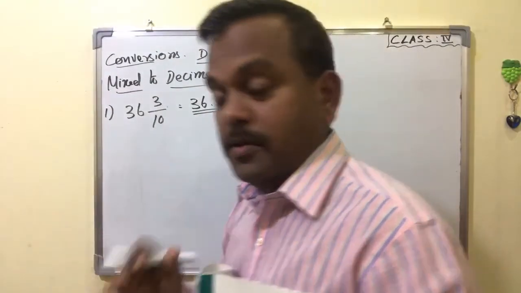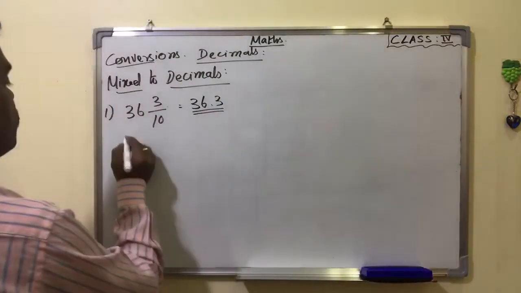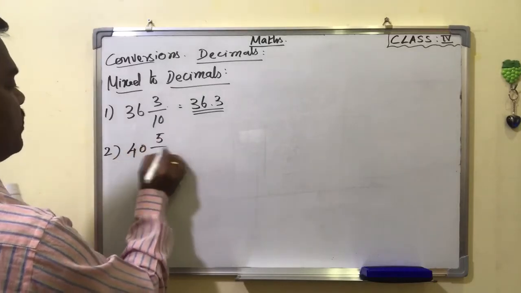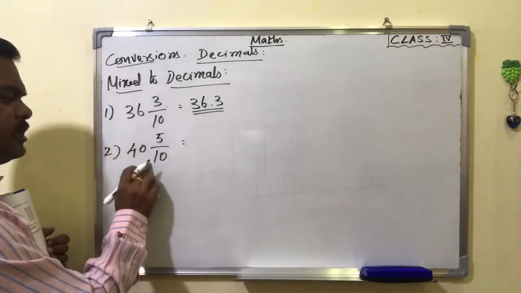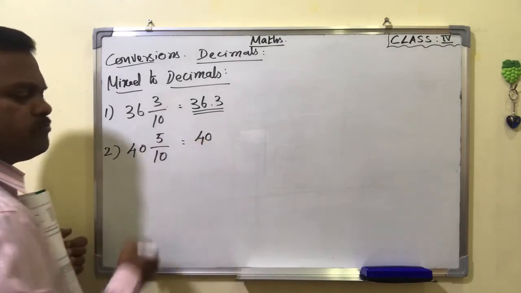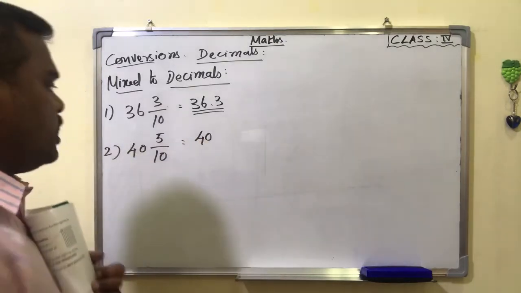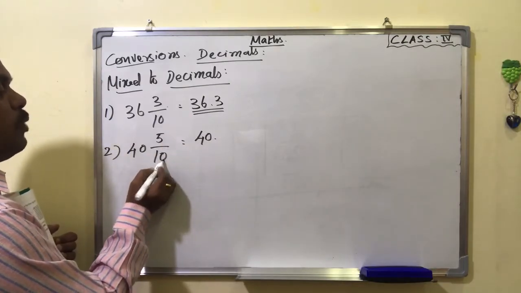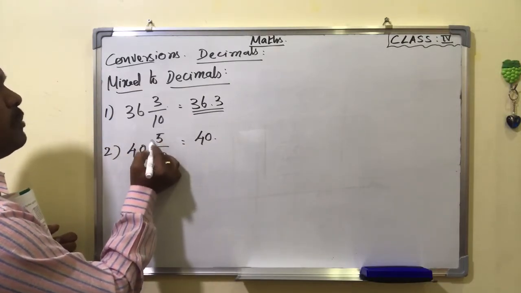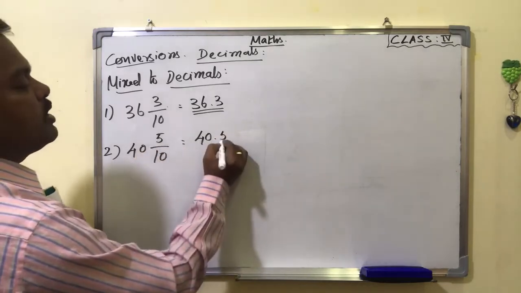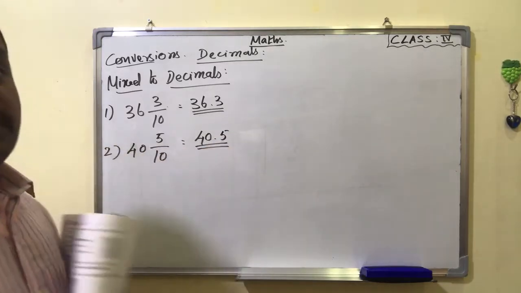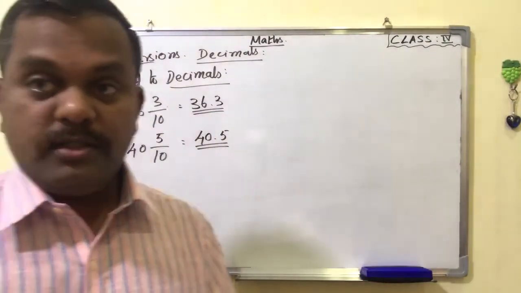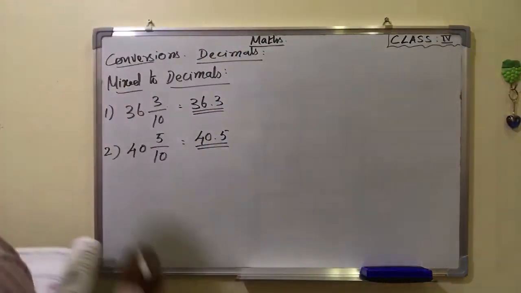That's all. Next, second question, 5 by 10. Same, 40 is the whole number, write 40. No need to disturb the whole number. Point. This is only one 0, so you have to move the point one decimal place to the left side, 0.5. 40.5 is the answer. So this is the way you have to convert this.